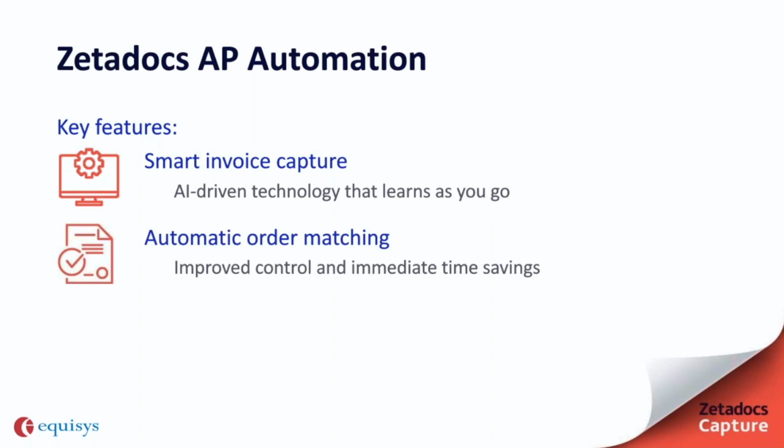Zetadocs Capture also automates the matching of line-level data among purchase invoices, purchase orders, and receipts, ensuring that payments are authorized only after the receipt of goods or services. This provides instant visibility into related orders and receipts.